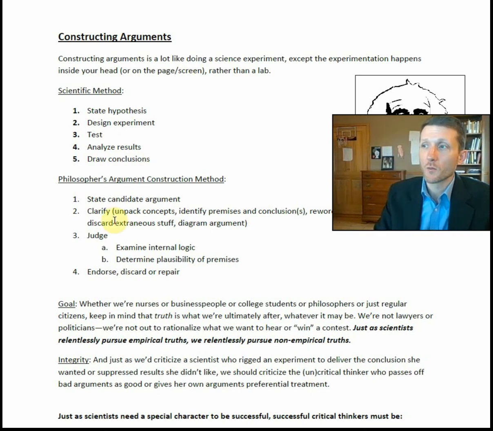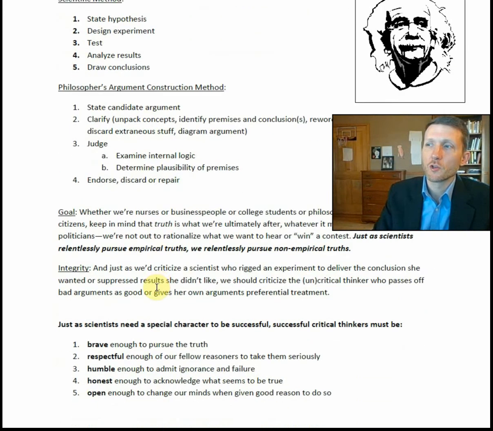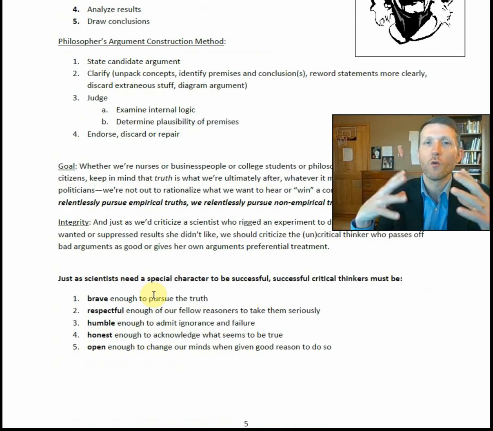State the candidate argument, clarify, unpack the concepts, identify the premises and conclusions, reword statements more clearly if you need to, discard extraneous stuff, and diagram the argument. And then judge: examine the internal logic, the step we just went over, and determine the plausibility of the premises, another step we just went over. And then you can either endorse the argument, discard the argument, or try to repair it, which we'll go over in just a second.